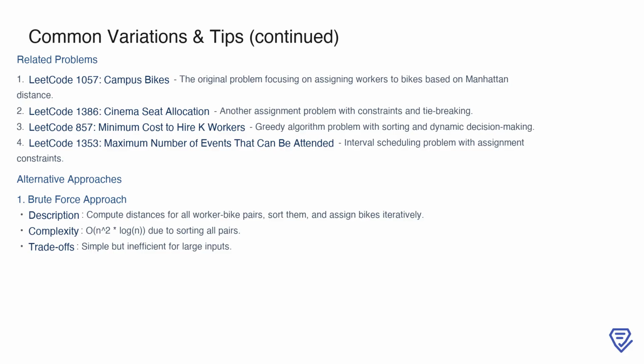One common approach to solving Campus Bikes is the brute force method. Here, you calculate the distances for all possible worker bike pairs, sort them, and then assign bikes iteratively. This method has a time complexity of n² log n due to the sorting step. While it's simple to implement, it can become inefficient for larger inputs. However, it's a straightforward way to start if you're looking to understand the problem or establish a baseline solution.